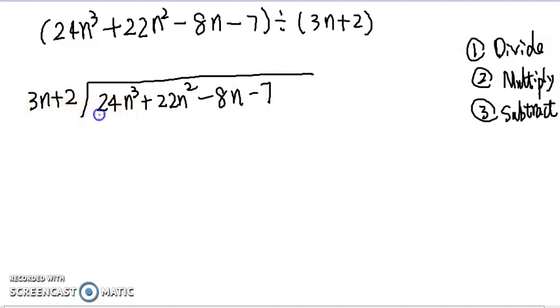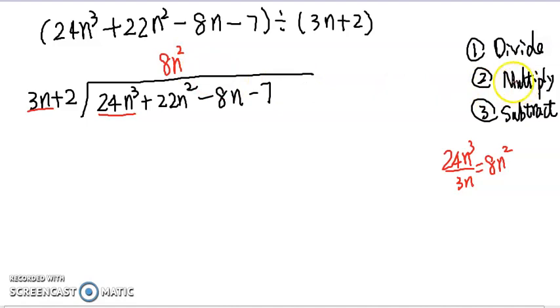Divide. We divide 24n cubed by 3n. I'm going to put it right here. So 24n cubed divided by 3n. 24 divided by 3 is 8. N cubed divided by n, that's n squared. And we're going to put the quotient up there.